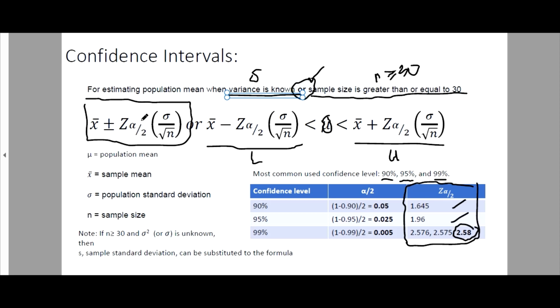Now, if you ask the question, why is it alpha over 2? It's because when we draw this normal curve, we're taking both sides of the normal curve. So we have the lower limit and the upper limit. That is why our alpha is now divided into 2. This will be our alpha over 2, and this one is also our alpha over 2.